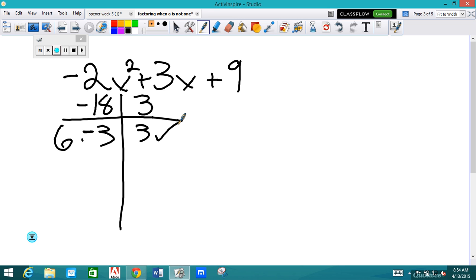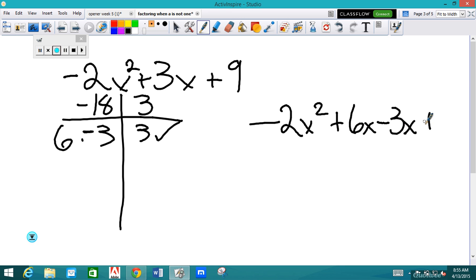Now, the next part in your steps was to rewrite splitting the linear term, right? So this is the new part again. So I'm going to rewrite -2x squared plus 3x plus 9. I'm going to get rid of the 3x and put in an equivalent 6x minus 3x, because that will equal 3x. So if I say -2x squared plus 6x minus 3x plus 9. All I have done so far is to split that linear term into something equivalent.